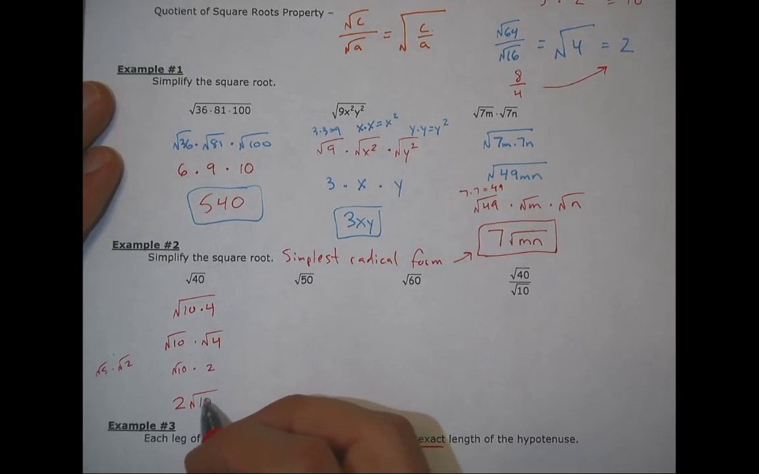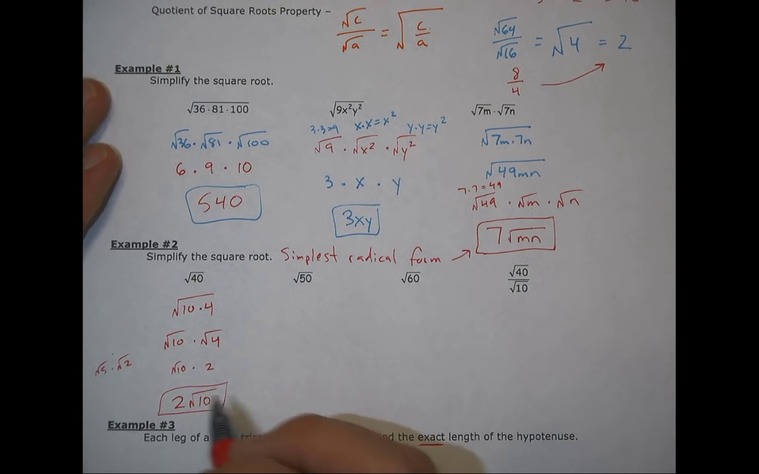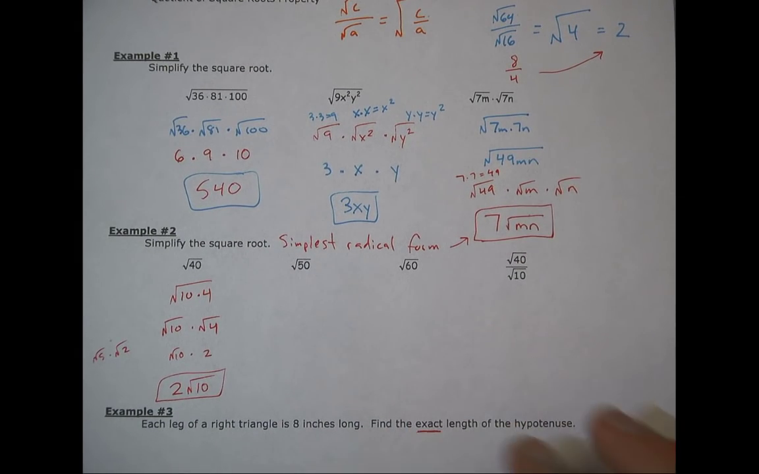So here's how you write your answer. You're going to put the whole number in front of the square root and write it just like that. 2 radical 10 is the way you could say that, or 2 times the square root of 10. But we can start using this word radical. It kind of just represents your square root. So this is read 2 radical 10.